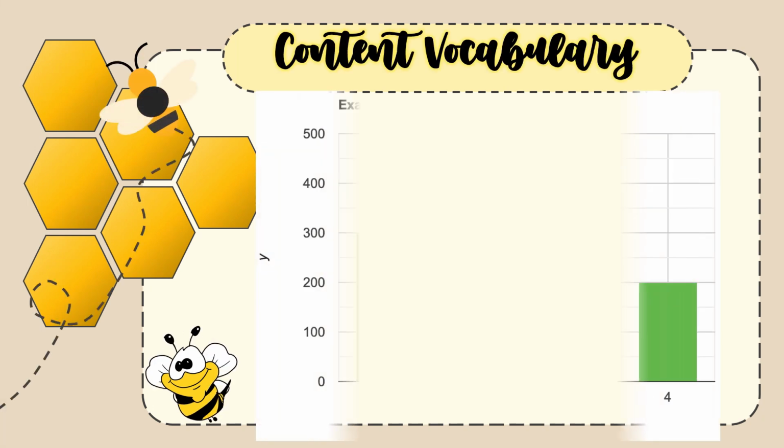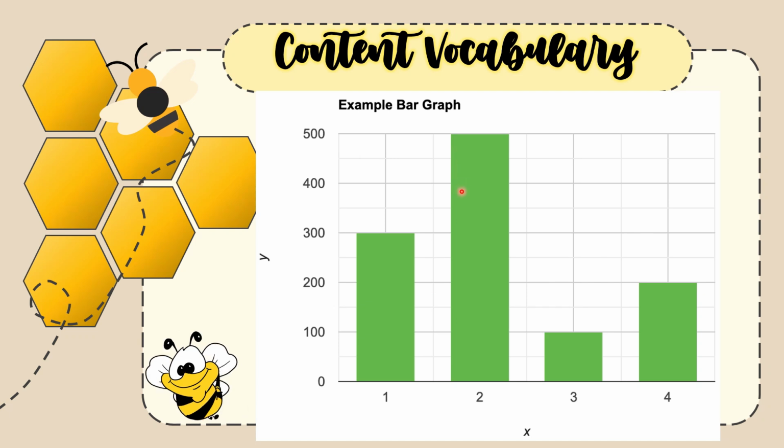Now this is an example of a bar graph. So the value of the variable is shown by the height of each bar. So this is what a bar graph looks like.